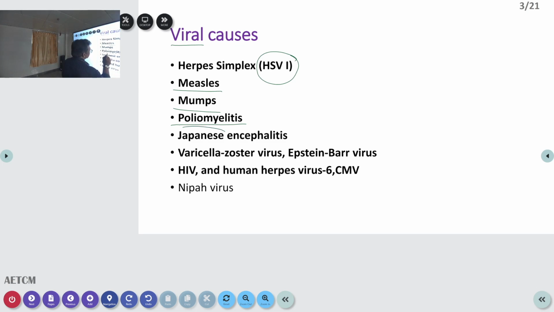Japanese encephalitis is seen in some parts of India. Clinical features of encephalitis are almost similar, but Japanese encephalitis is seen only in some endemic areas. It is not a disease which is seen everywhere. Varicella zoster encephalitis, Epstein-Barr virus encephalitis, then HIV encephalitis. HIV as such can produce encephalitis, or opportunistic infections in HIV can produce encephalitis. Another infection which was recently reported in India is Nipah virus. So that also produces encephalitis.